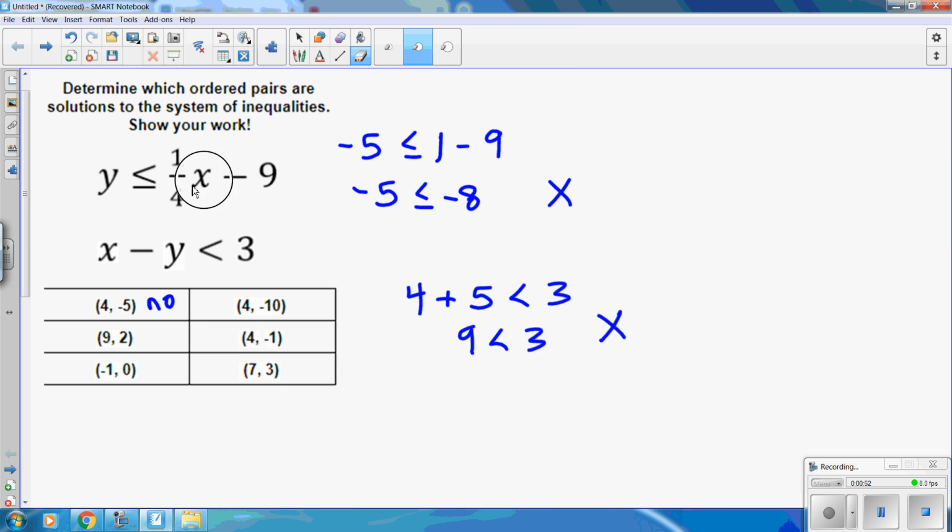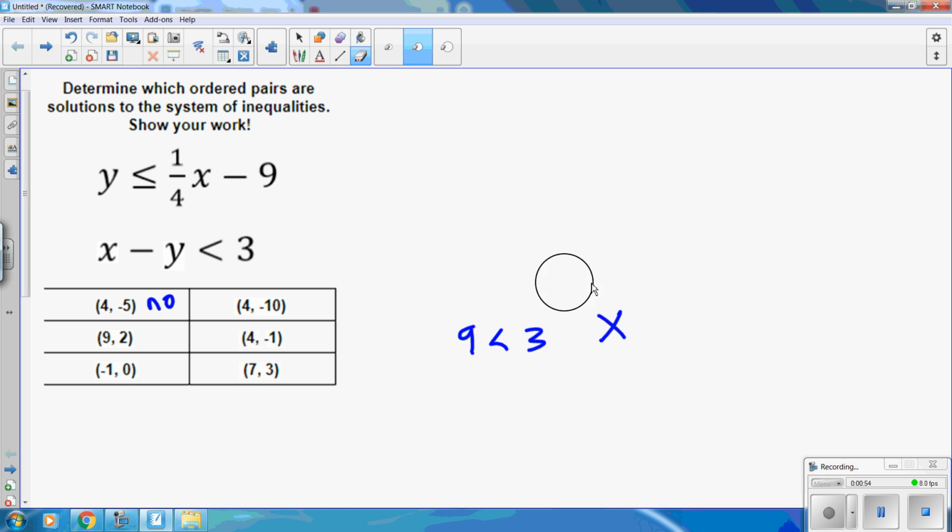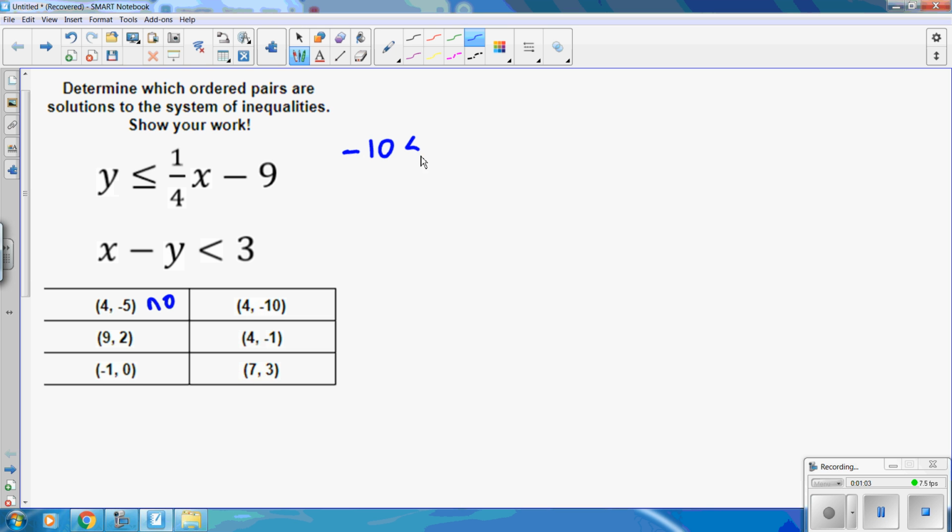Alright, the next ordered pair we're going to check is for -10. So let's plug -10 in for y, right here. Less than or equal to, let's plug in 4 for x. So again, 4 times 1 is 4. Divide by 4 is 1. And minus 9. So we have -10 less than or equal to -8. -10 is less than -8, so it works here.